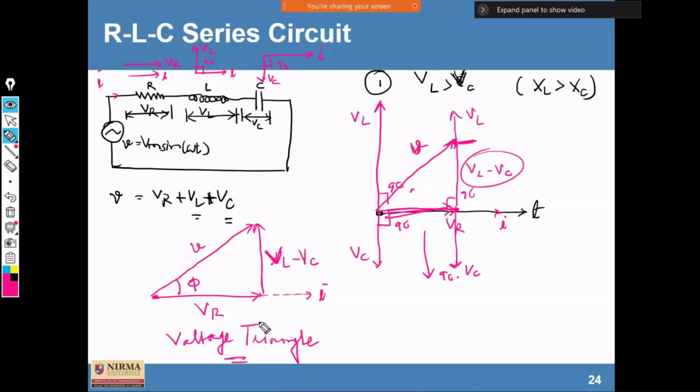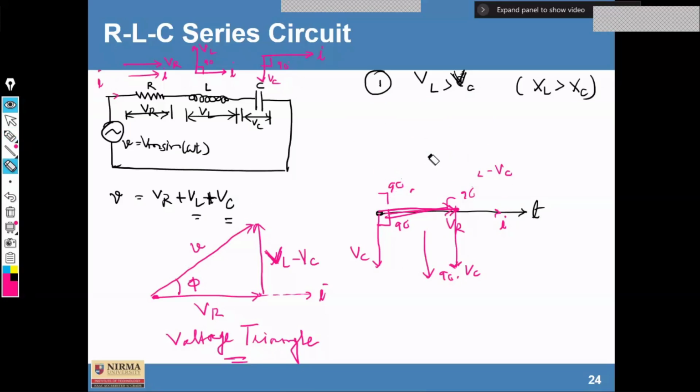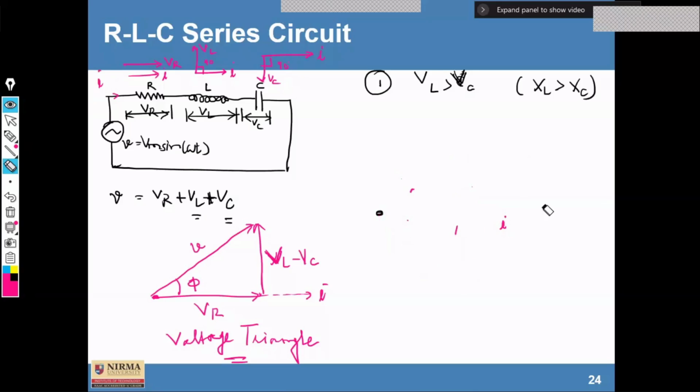Voltage triangle here for case number 1. Similarly, we can derive the impedance triangle also, and a few of the equations also. Fine. Okay. So what would be the first equation here? Now this equation would be changed for this condition.